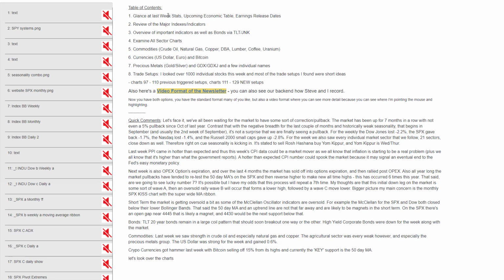We can look at the general market, major indexes, the upcoming economic tables. We'll look at major indicators, bonds. We'll examine all the sector charts; we look at 21 different market sectors. We'll look at a bunch of commodities, the US dollar, cryptocurrencies, precious metals, GDX. We'll also look at trade setups.